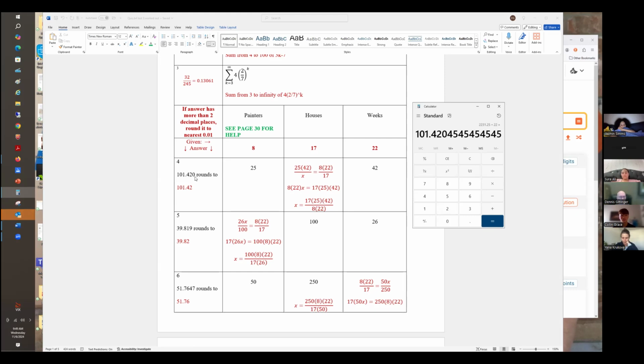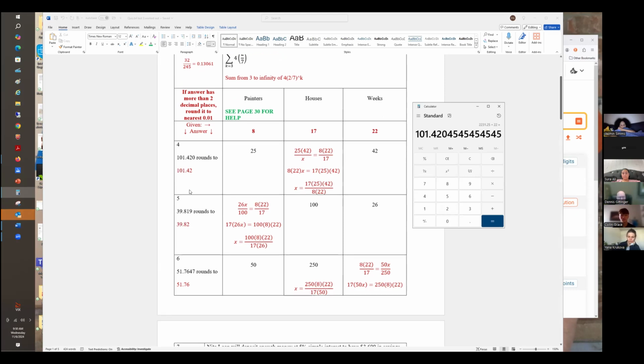101.43. It's got to be 5 or more. That's all there is to this rounding off. And some rounded it off to 101.4. That's not pennies. I'm sorry, that's not the nearest 0.01. That's the nearest 0.1. I know this terminology is rather strange, but I hope you can figure it out.